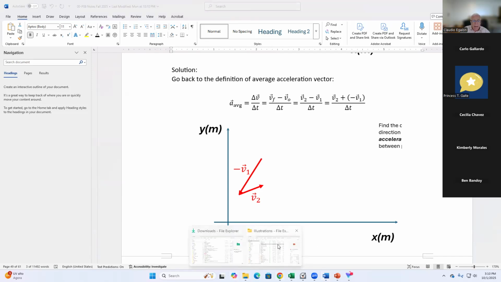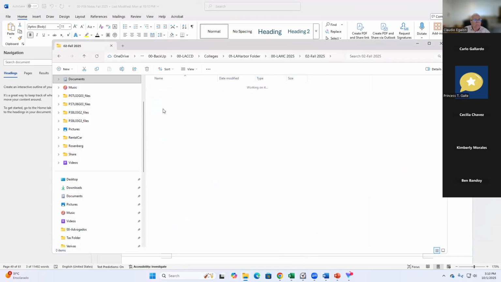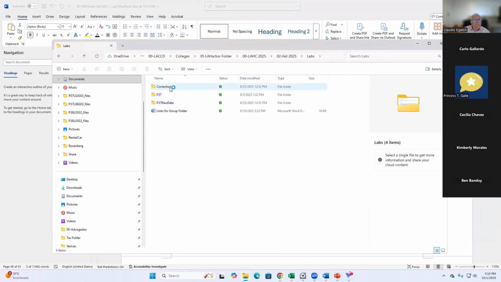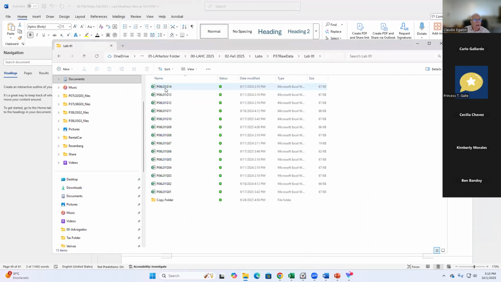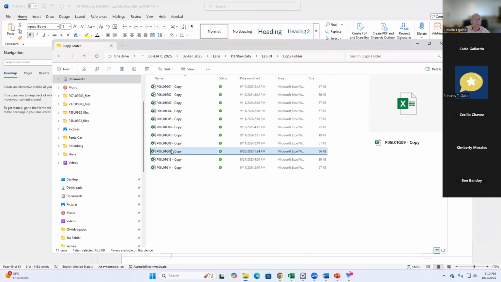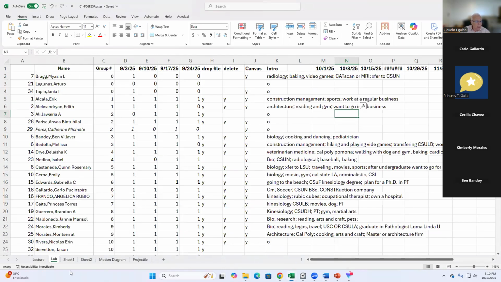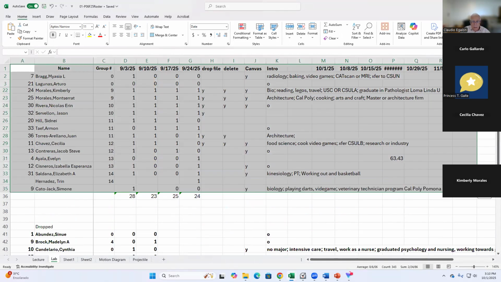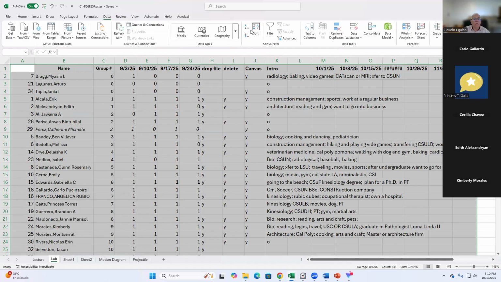So let's get the spreadsheets here. Raw data, lab one. I was using this one here. Everybody has a group, right? I want to make sure everybody has a group. Let me take attendance just to make sure everybody knows what they're doing.